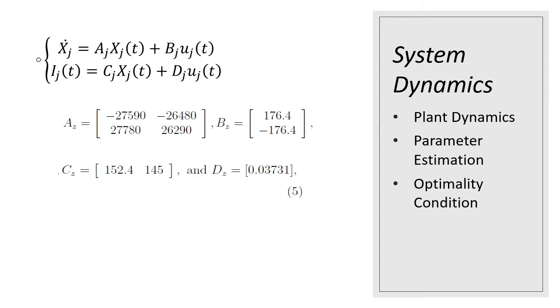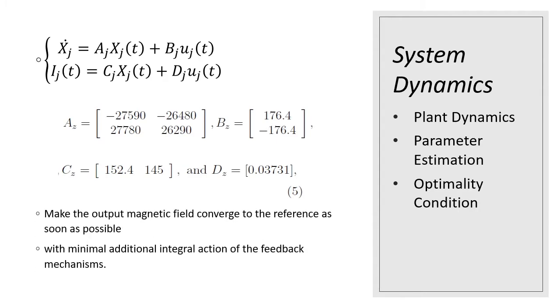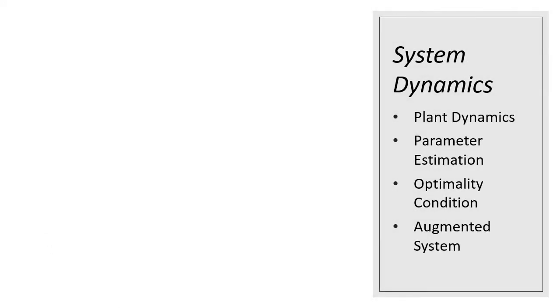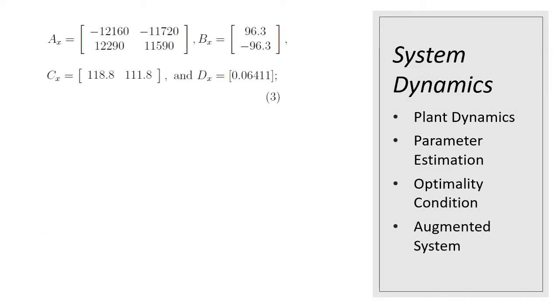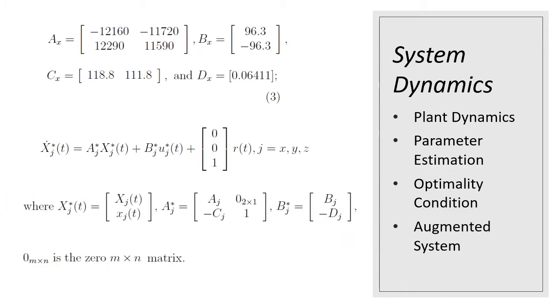Now, our optimality requirement is to make the output magnetic field converge to the reference as soon as possible with a minimal additional integral action of the feedback mechanism. In this tutorial, we will focus on the x-axis coils with the following matrices. Then for the optimal control problem, we will consider the augmented system dynamics where R of t denotes the reference tracking function, with one additional state, little x sub j of t, representing the controller's integral action.